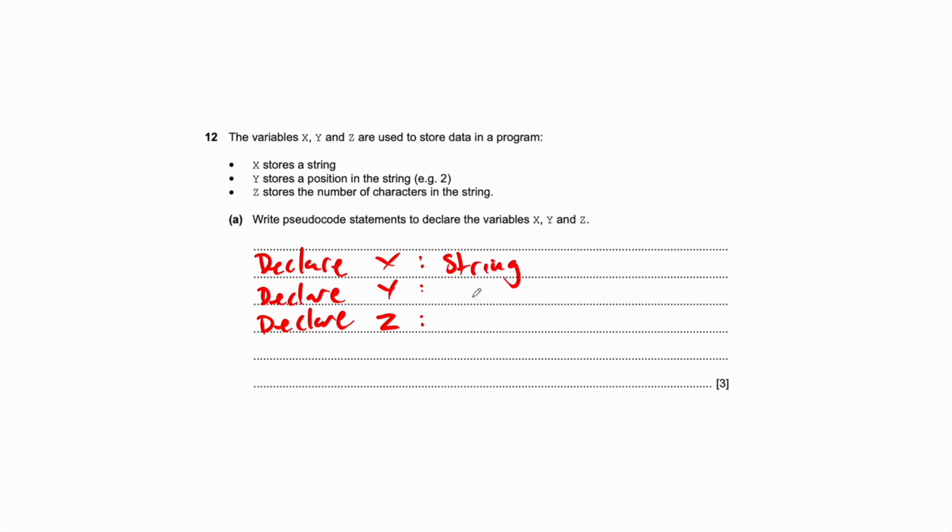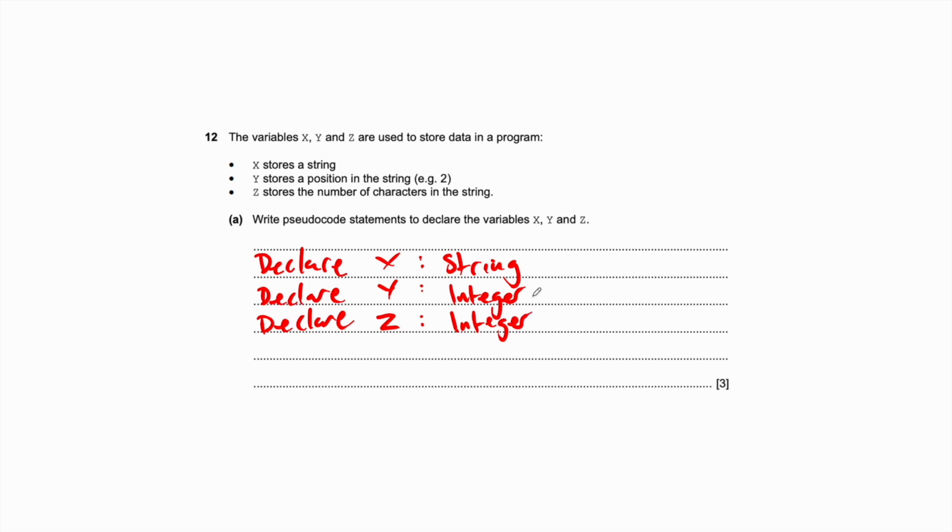Y stores a position. So that's going to be a whole number, so we're going to say integer. And z stores a number of characters in the string, so that's going to be an integer as well. Okay, and that should conclude that one.